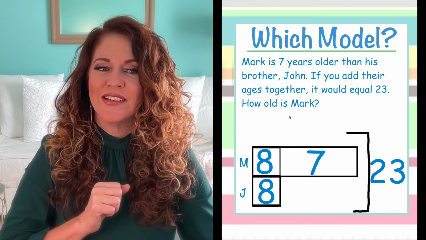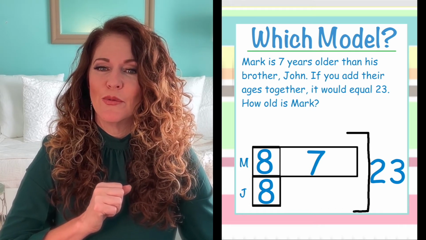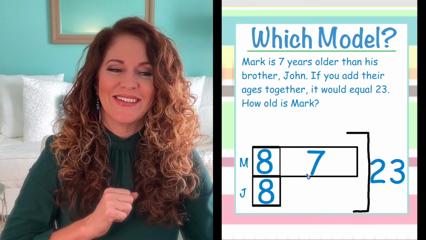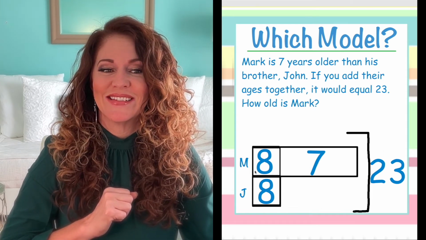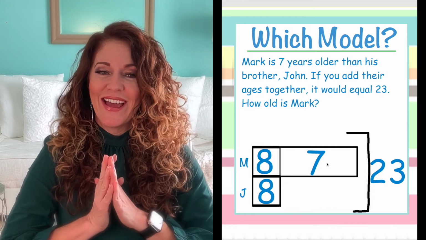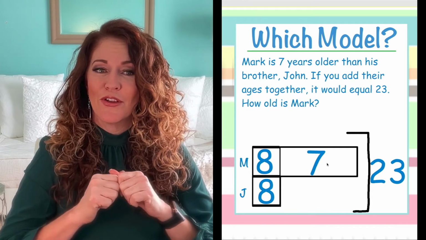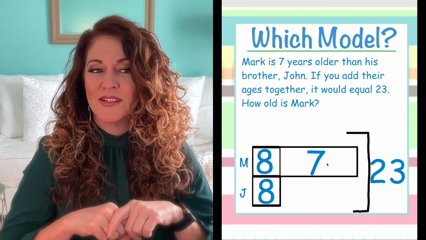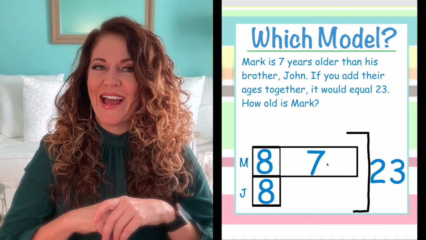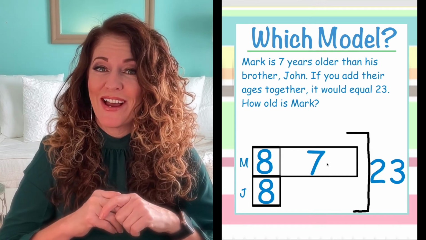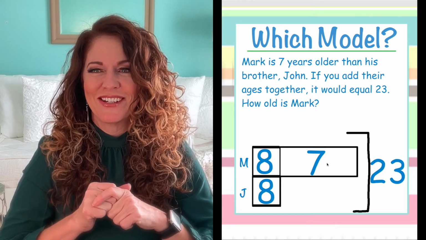And the question is, how old is Mark? So what do we need to do to figure out how old Mark is? I need to put together 8 and 7. 8 plus 7 equals 15. And let me tell you, those of you that are third graders watching, this problem is more than 2 steps, which makes it actually an above level problem for you. So if you found this one to be challenging, it should have been challenging.